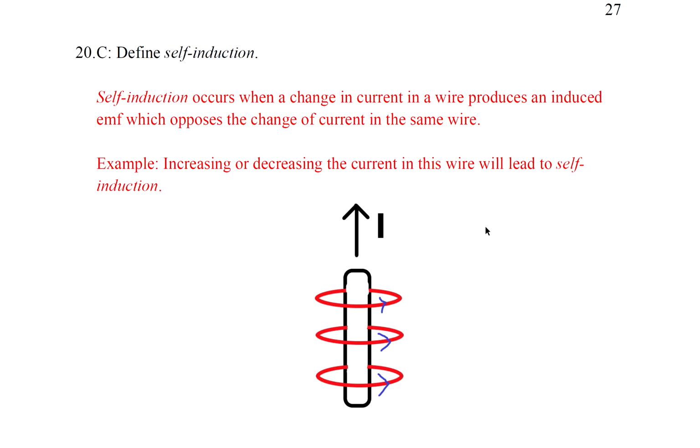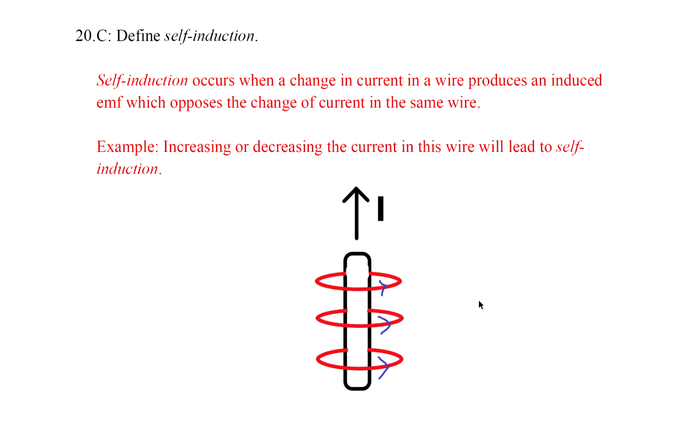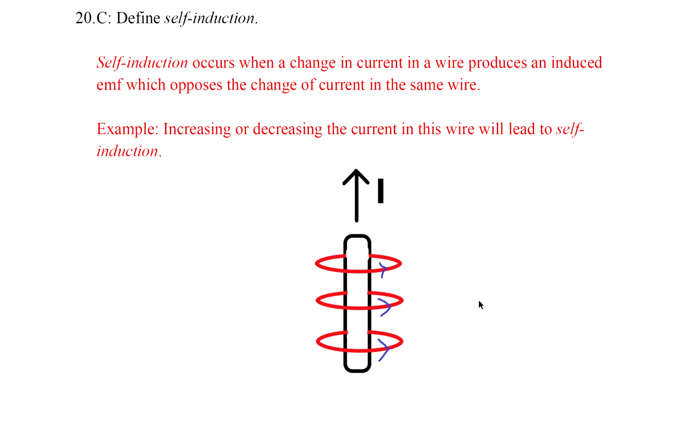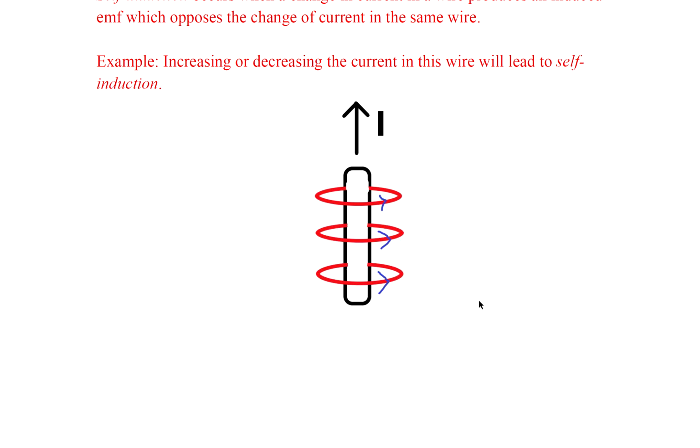So an example here, increasing or decreasing the current in this wire will lead to self-induction. So if the current goes up in this wire, using your right hand, your thumb points up and your fingers go into the page on the right side and out of the page on the left side.